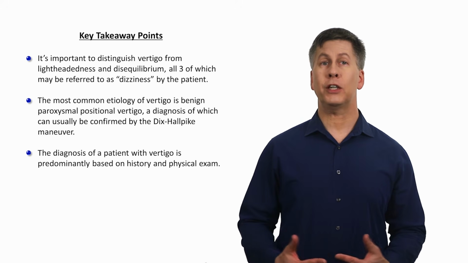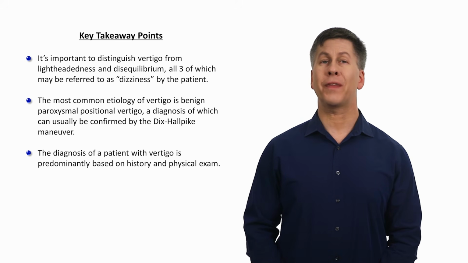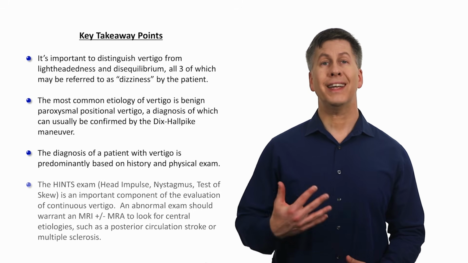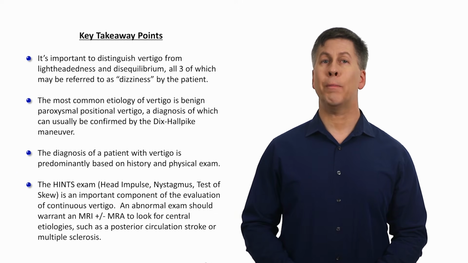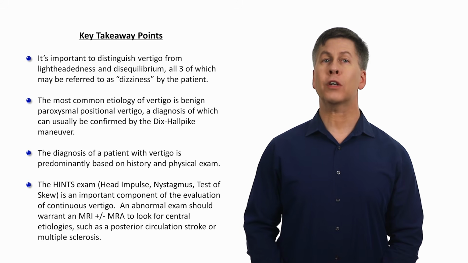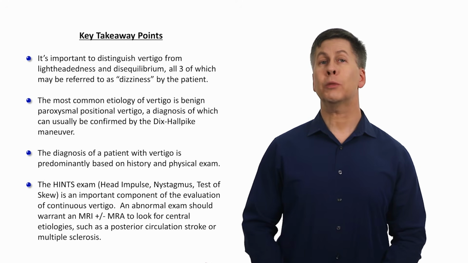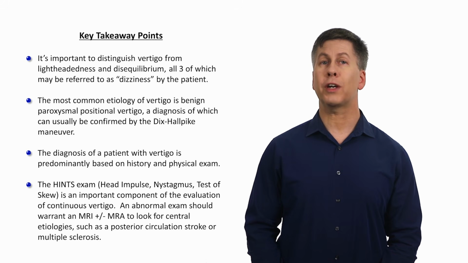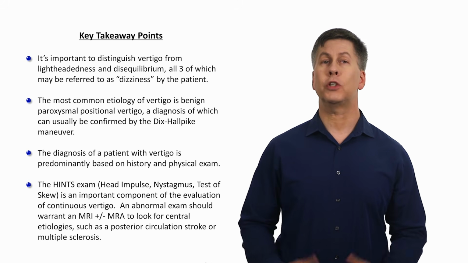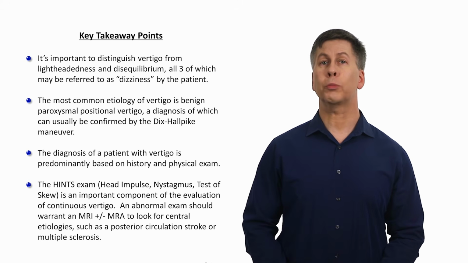The diagnosis of a patient with vertigo is predominantly based on the history and physical exam. And last, the HINTS exam, which stands for Head Impulse, Nystagmus, and Test of Skew, is an important component of the evaluation of vertigo. An abnormal HINTS exam should warrant an MRI plus or minus an MRA to look for central etiologies such as a posterior circulation stroke or multiple sclerosis.